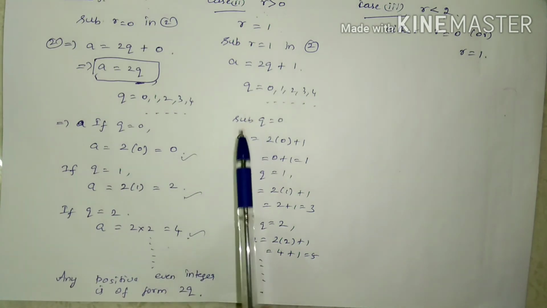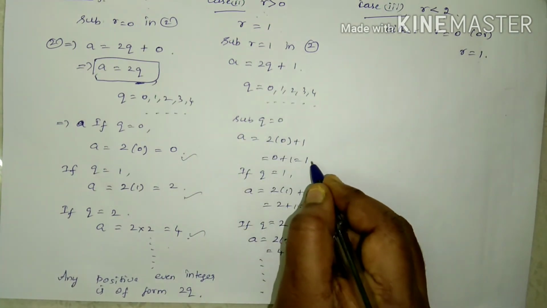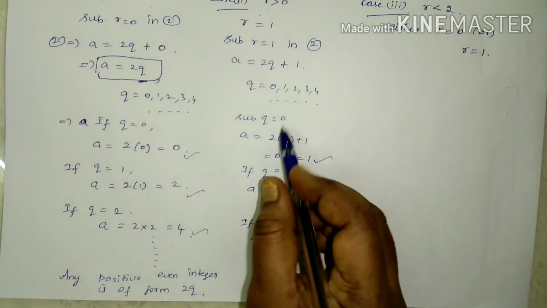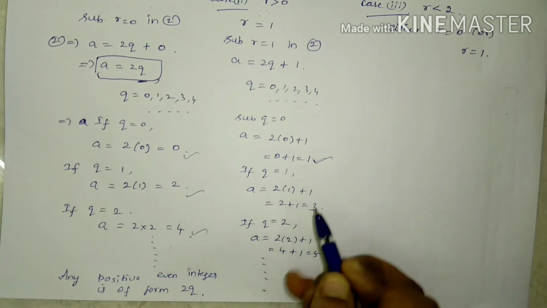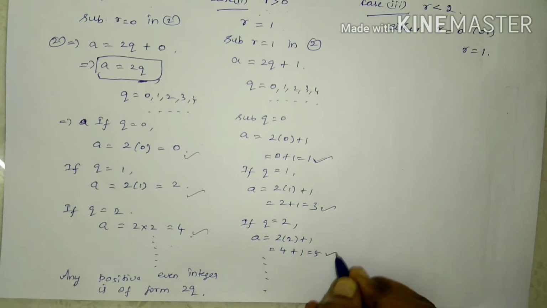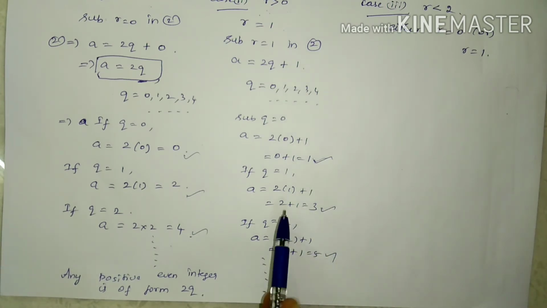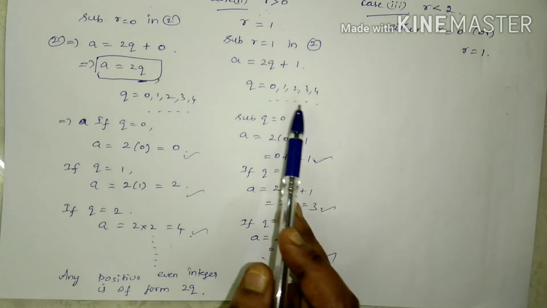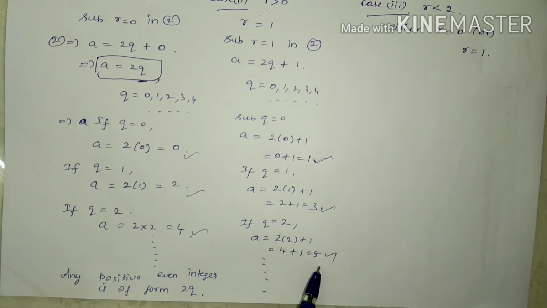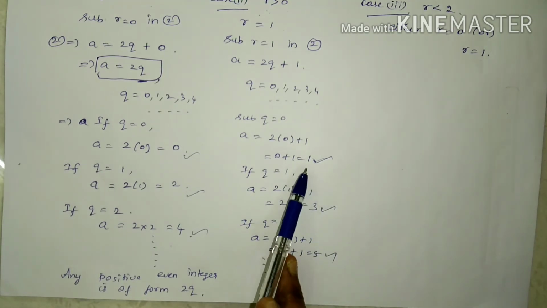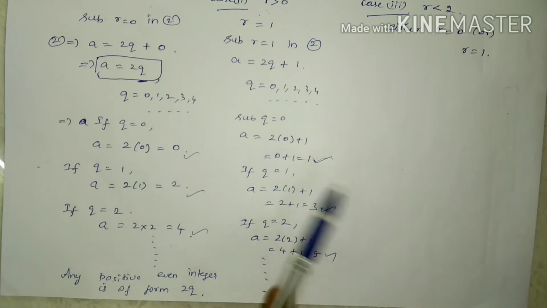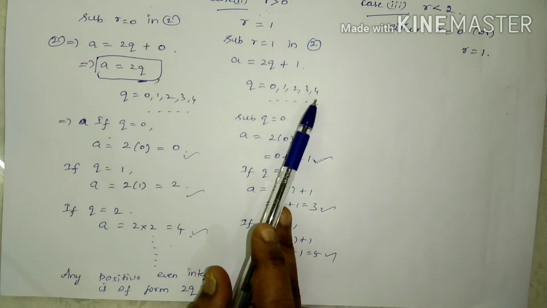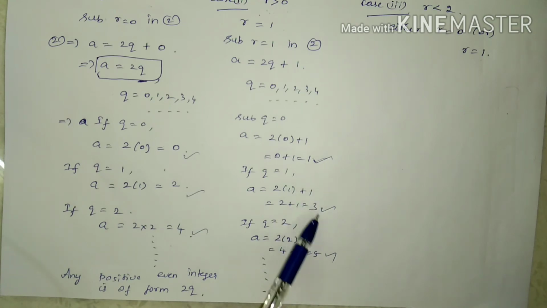Now we can come to case 2. See here the values of a. If q is equal to 0, the value of a is 1. If q is equal to 1, the value of a is 3. Here 5. Now we have substituted the values of q for 0, 1, 2. If you substitute for 3, 4, 5 etc., we get only odd numbers. Here all are positive odd numbers, 1, 3, 5. Again if we substitute the values for q, that is 3, 4, 5 etc., we also get only positive odd numbers.